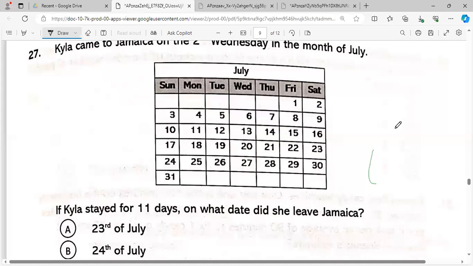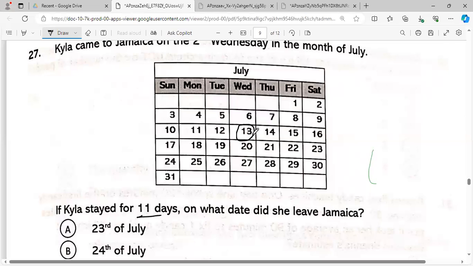Sir, I don't understand. Because they said that she came to Jamaica on the second Wednesday. That would be the 13th. So would it be the 23rd of July? Oh, I get it now, sir. And she stayed for 11 days. So, sir, isn't it the 24th? I agree. Yes, sir, 23rd of July.